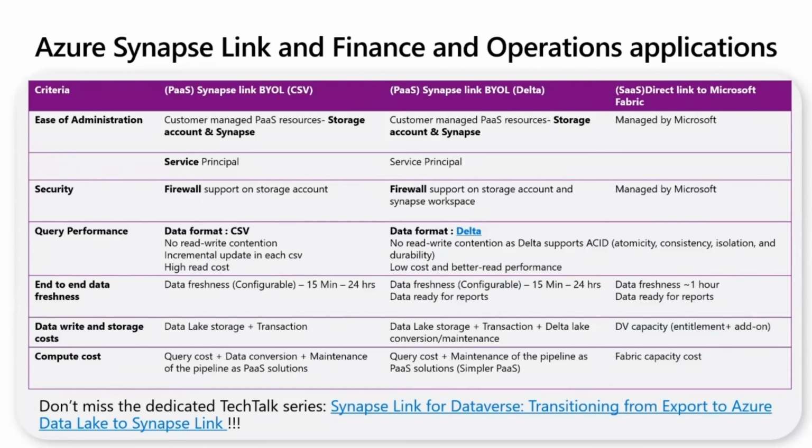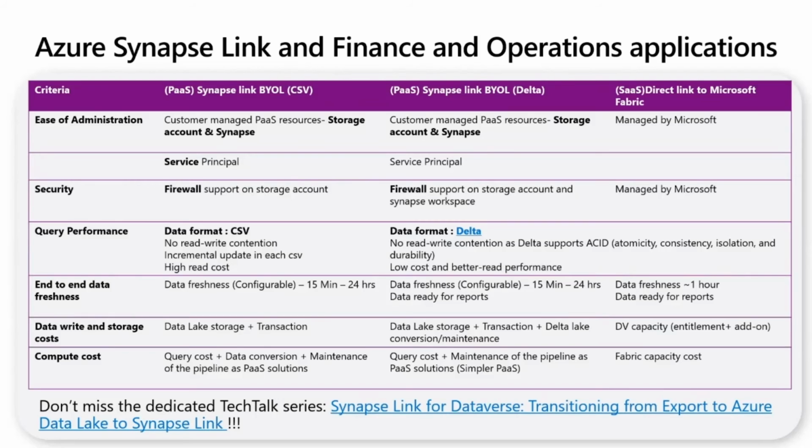In this table, you can see some comparison between different patterns available in Synapse Link. This is especially useful if you're coming from the deprecated Export to Data Lake tool, as it gives you the ability to decide the best option to migrate to. The most notable difference is between the past versions and the SaaS preview, where every component is managed by Microsoft, but of course the current end-to-end data refresh time is higher. You will find a similar table in the transitioning from Export to Data Lake documentation, as well as the deep dive explanation in the Synapse Link TechTalk series that is starting this week. So we really, really recommend you don't miss that.